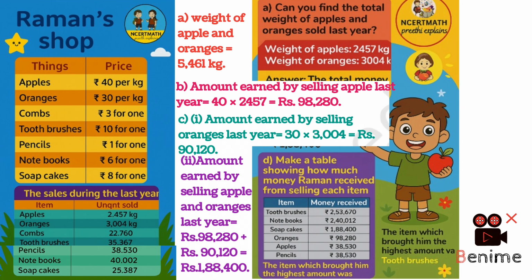The second question is they have asked to find the total money Raman got by selling apples, and also separately the money he got by selling oranges.